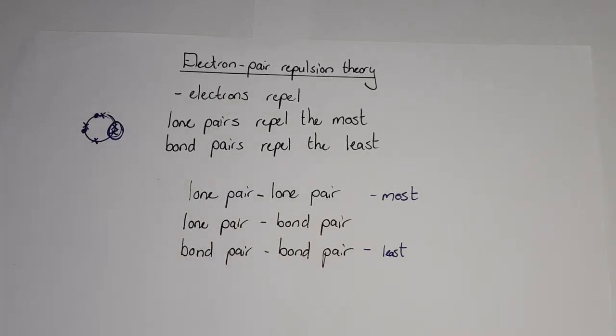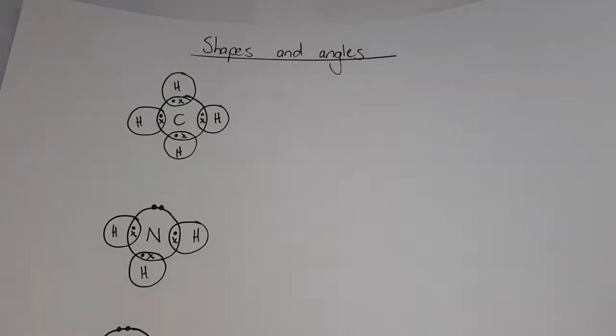So that's why our angles are not always the same. It's going to depend on how many lone pairs and how many bond pairs are in an atom to know what the angle is. And once we know what the angle is, we'll know what the shape is going to be. So let's look at these examples of our shapes and our angles.